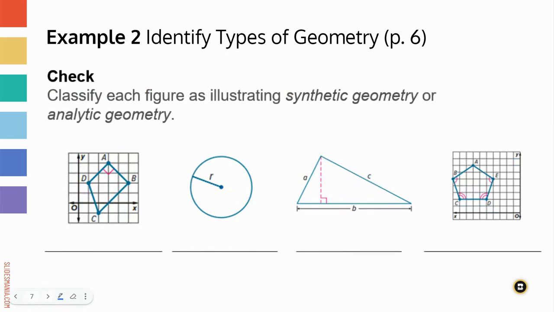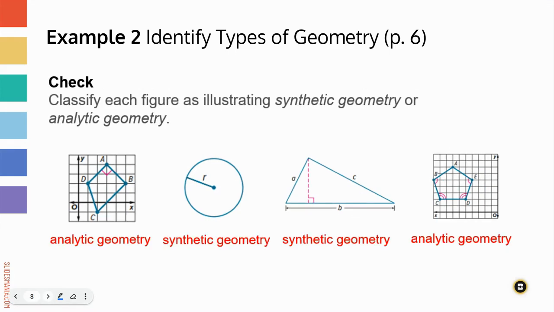Okay, here's one for you to try on your own. So you're going to pause the video and write down the answers in your textbook. You're going to classify each figure as illustrating synthetic geometry or analytic geometry. When you are done, you can continue the video to check your answers. And here are your answers. If you got any of them incorrect, just change it in your textbook.